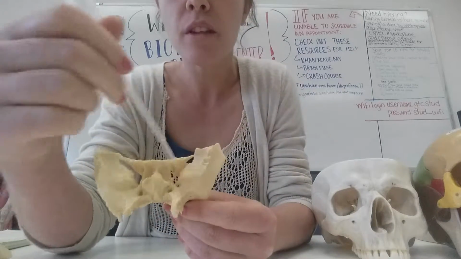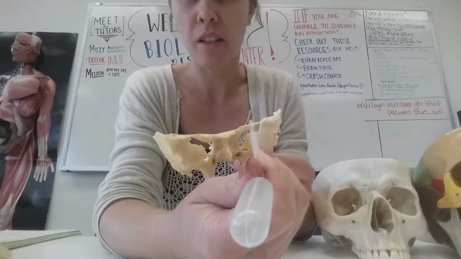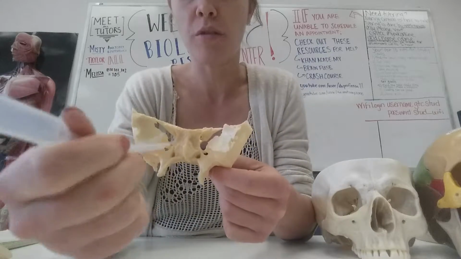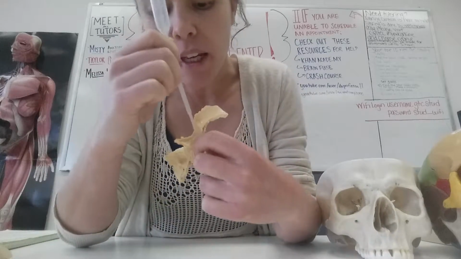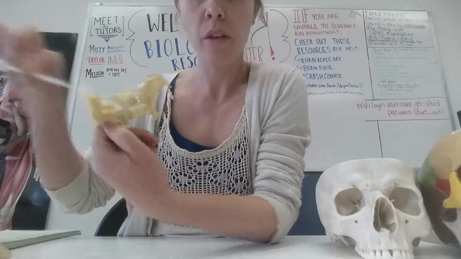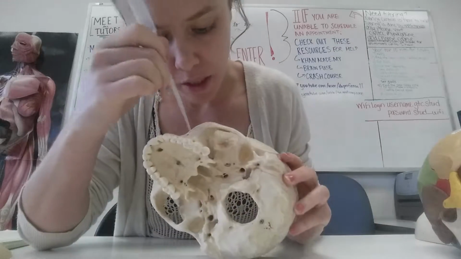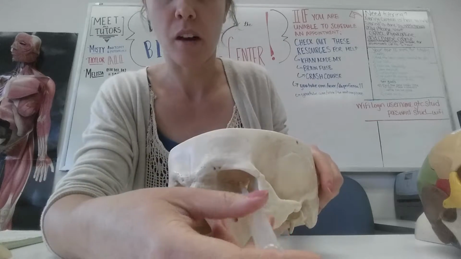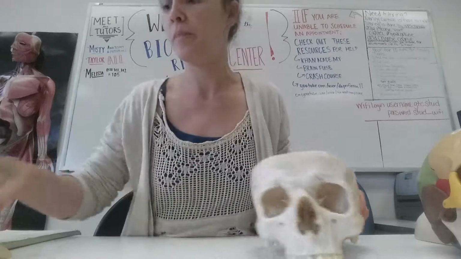Okay, and then we have the supraorbital fissure, which is this slit right here, and then the optic canal. So the optic canal is right there. Where you see my pipette go through, that's where your optic nerves go through. Right there, so optic canal. If we look at it on this model, you can see the optic canal is back there. Optic canal and supraorbital fissure.